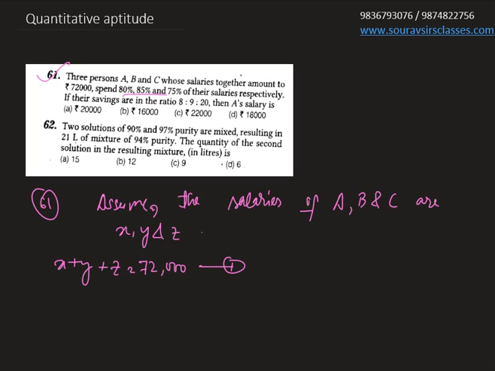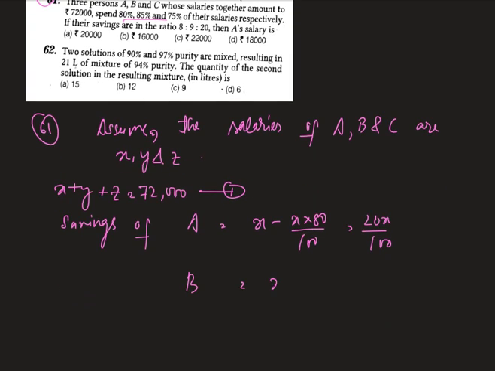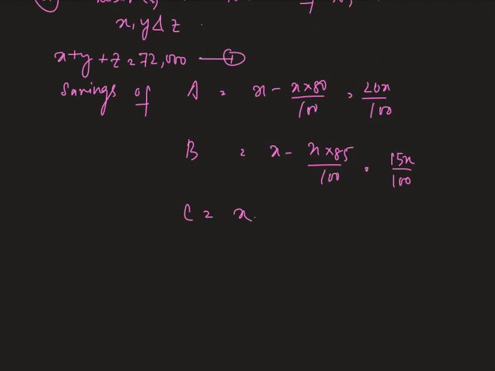and the savings of A is x minus x into 80 divided by 100, that means 20x divided by 100. For B, it is x minus x into 85 divided by 100, that means 15x divided by 100. And for C, it is x minus x into 75 divided by 100, that means 25x divided by 100.